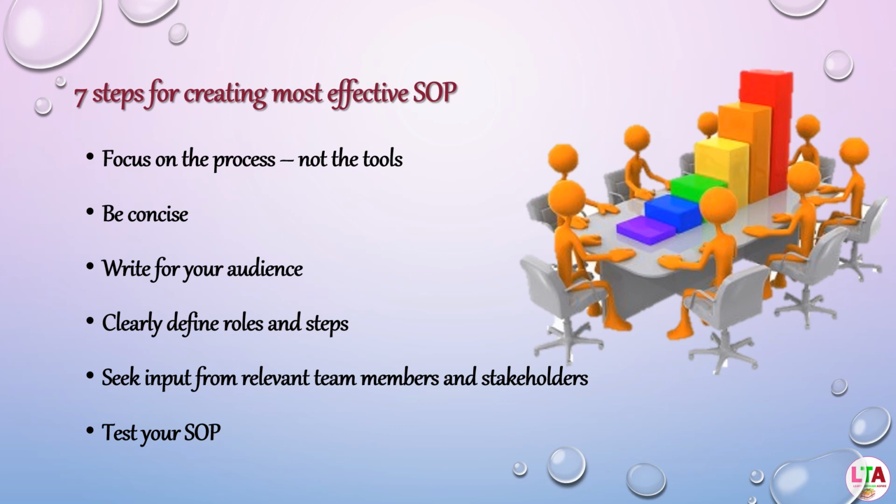Then you have to test your SOP. After the first 5 steps, you draft your SOP, then we need to give it to third persons to check whether they can understand the SOP we have written. The seventh step is that we should have a regular review methodology.